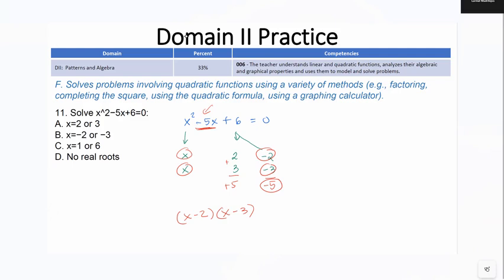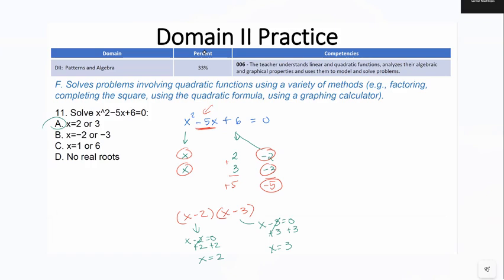Now, we need to find the roots, okay? The roots means I need to equate this to 0. X minus 2 equals 0. So add 2, x is equal to 2. This one, x minus 3 equals 0. Add 3, x equals positive 3. So my answer here is A.